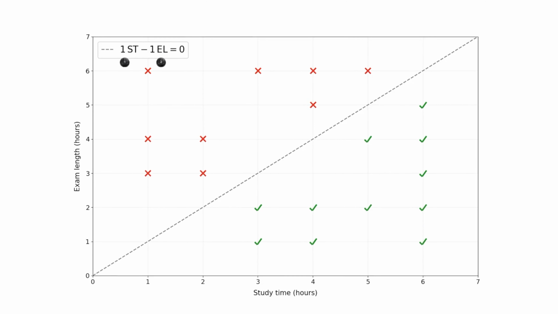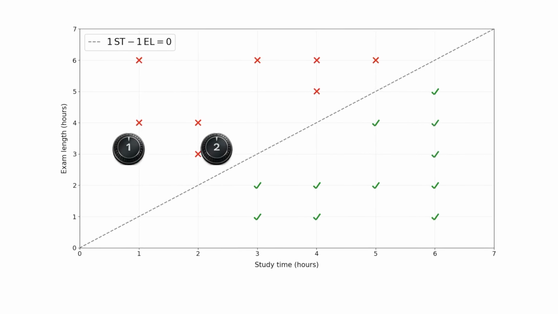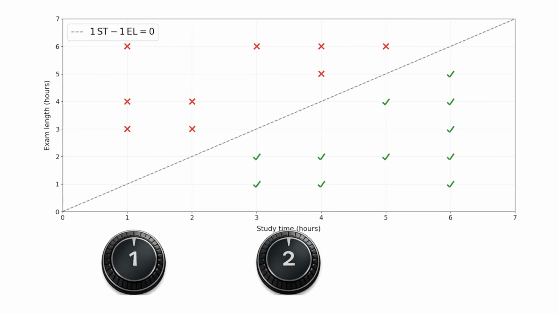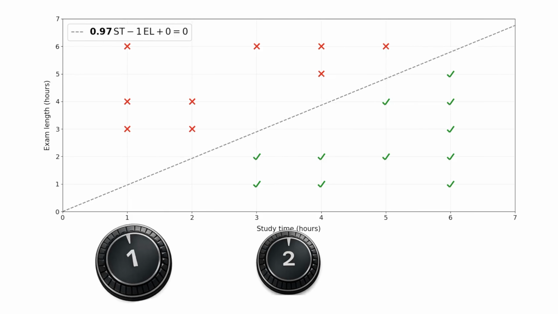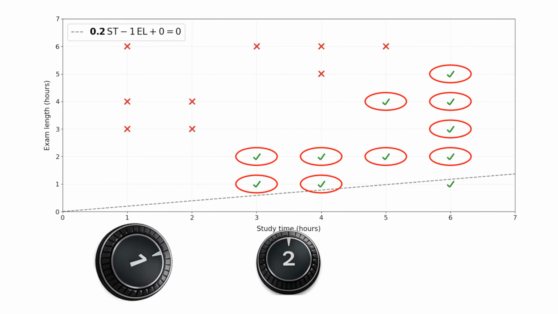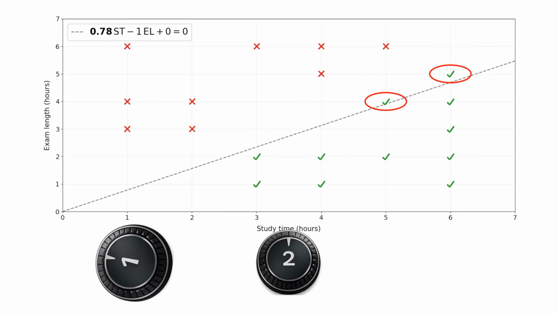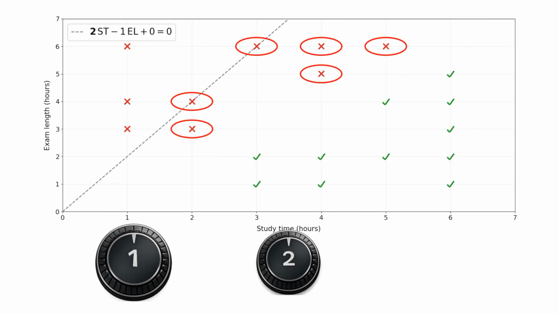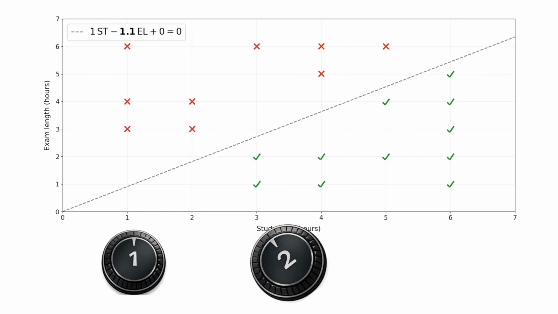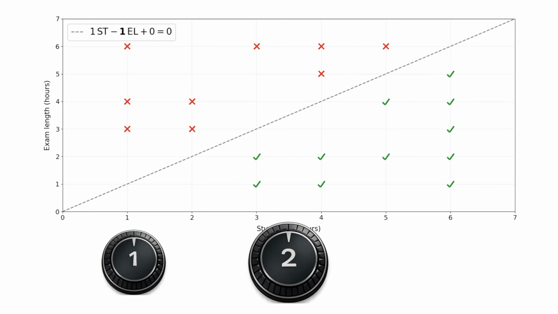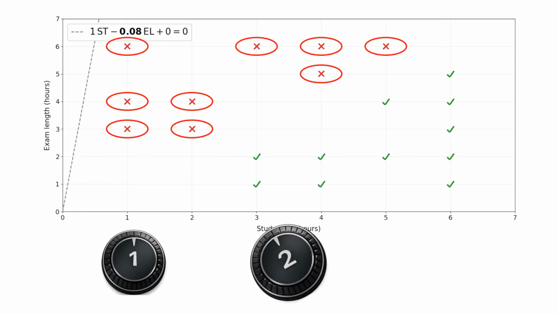Each of these values in front of study time and exam length describe the relative importance, or weight, in our definition of the bare minimum. By changing these values, we can change the orientation of the line. The first knob controls study time. Turning it to the left decreases the importance of study time in our definition of the bare minimum work. Turning it to the right increases it. The second knob controls exam length. Now we can steer the line by increasing or decreasing these knobs.